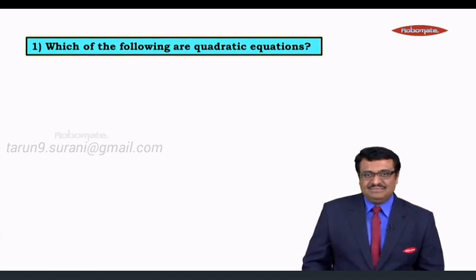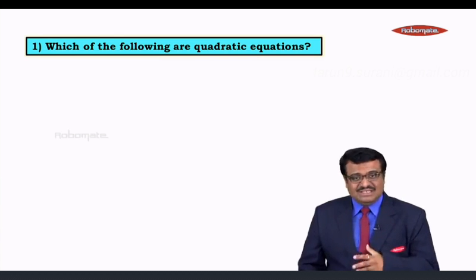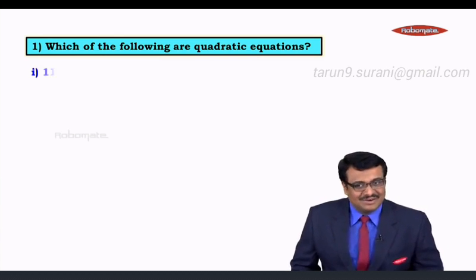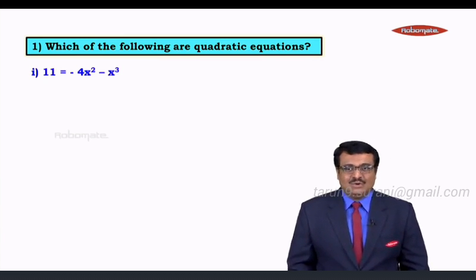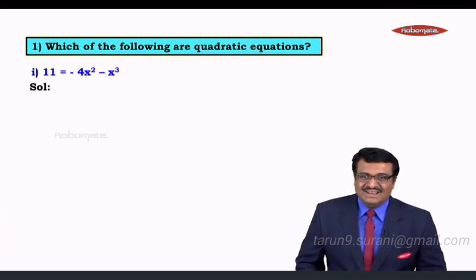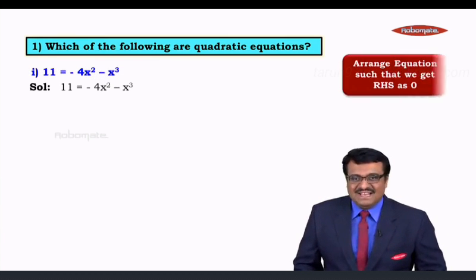Now this is a question. Which of the following are quadratic equations? They have given us some equations, and we have to find out whether each is quadratic or not. For example, the first one: 11 is equal to minus 4x square minus x cube, right? So let us write it. 11 is equal to minus 4x square minus x cube.